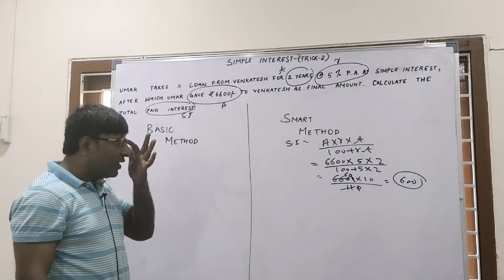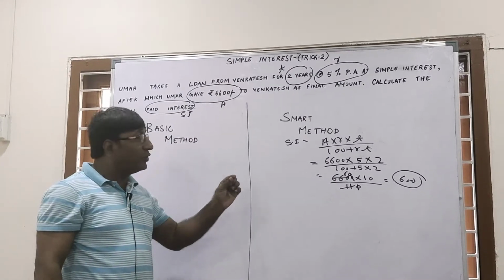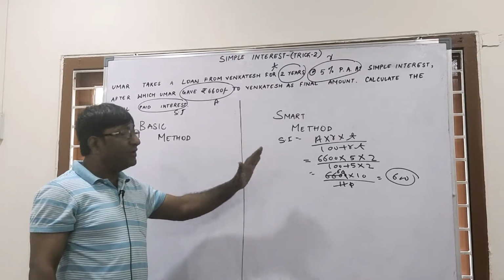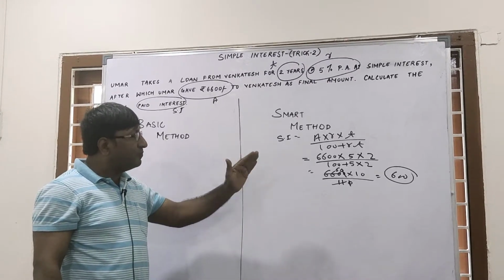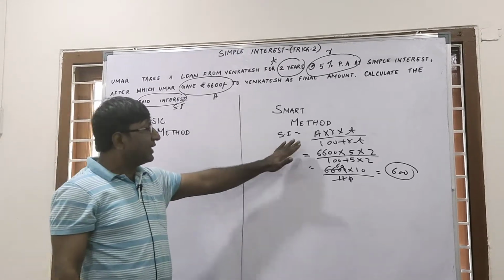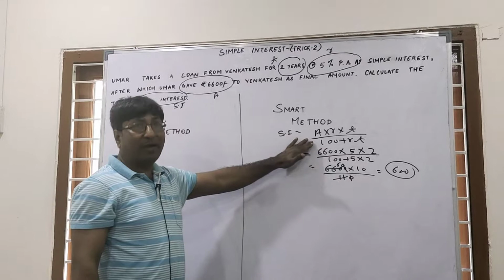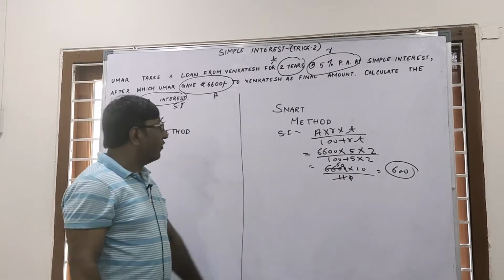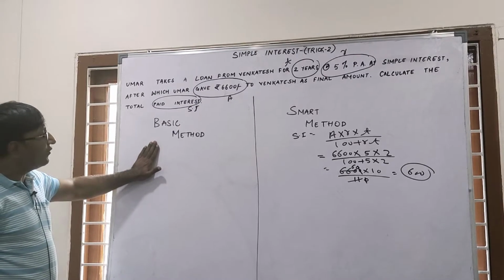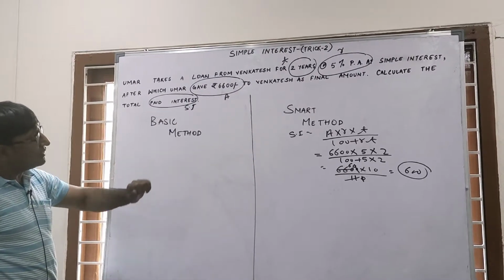Simple interest is A into R into T by 100 plus RT. So when your amount, rate of simple interest and time period are given, you just apply this technique, ART upon 100 plus RT. But if you want to solve this question by a basic method, the answer will be the same, but how?